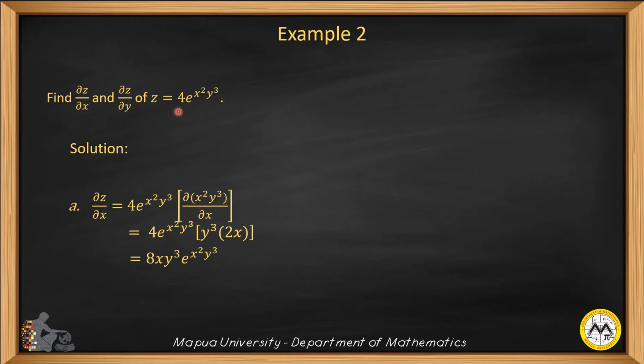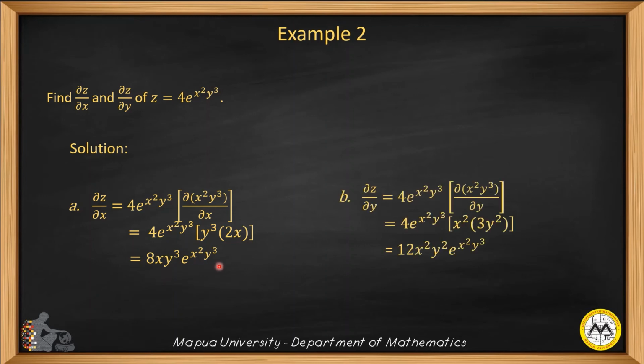So when you differentiate 4e to the x squared y cubed, you will be following the rule to differentiate the exponential function e to the u. Hence, the derivative will be equal to 4 times e to the u times the partial derivative of x squared y cubed with respect to x. When we hold y cubed constant, then the derivative would just be 2x. Hence, the partial derivative of z with respect to x would be given by 8x y cubed times e to the x squared y cubed.